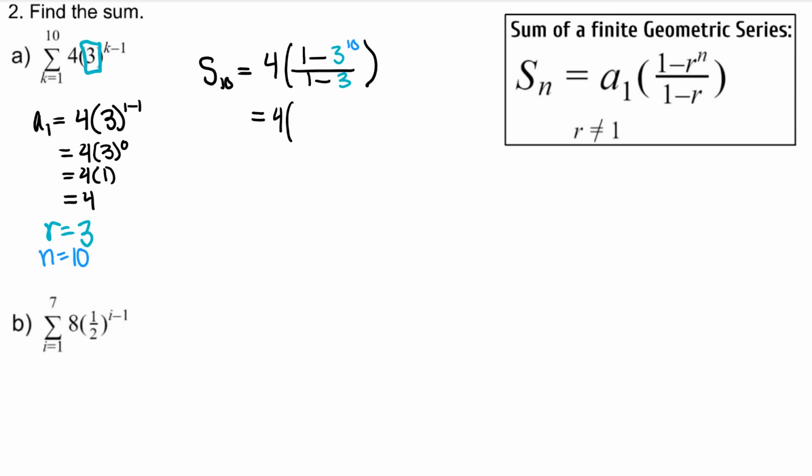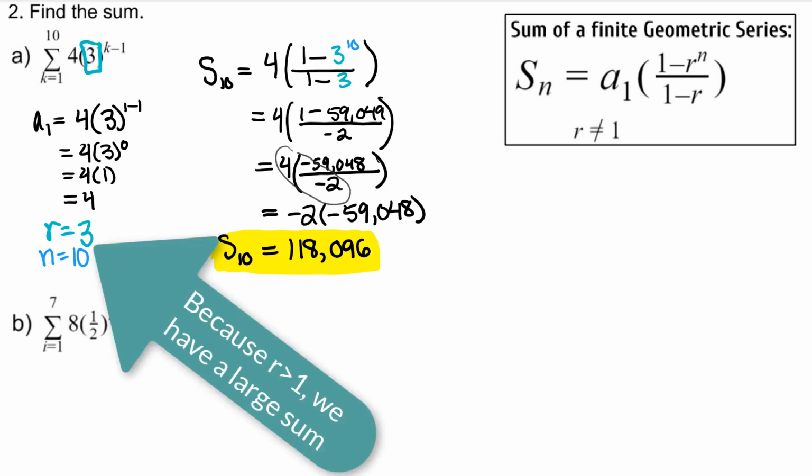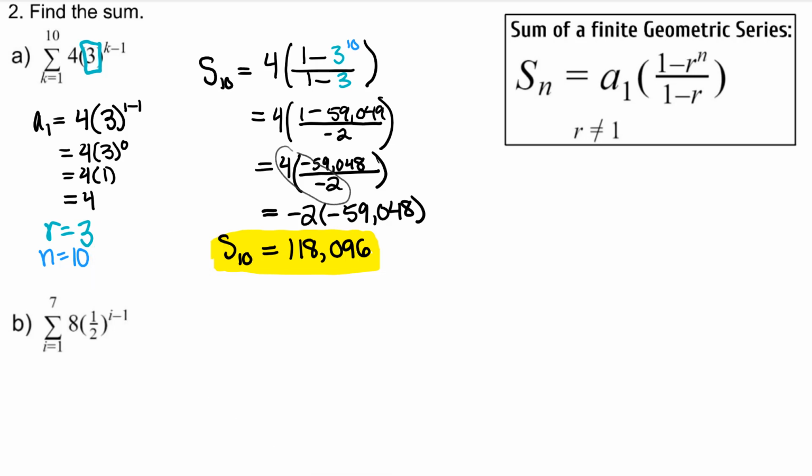Now simplify. I'm going to reduce the 4 and the negative 2 to be negative 2 times negative 59,048. So the sum of the first 10 terms of this geometric series is 118,096. This makes sense because geometric means exponential, so your numbers are going to grow pretty fast and the sums will get pretty big. Try part B.